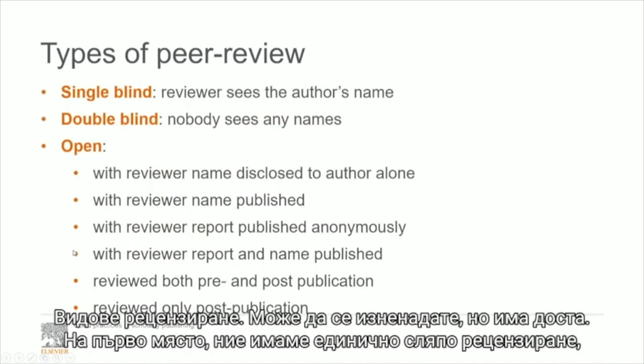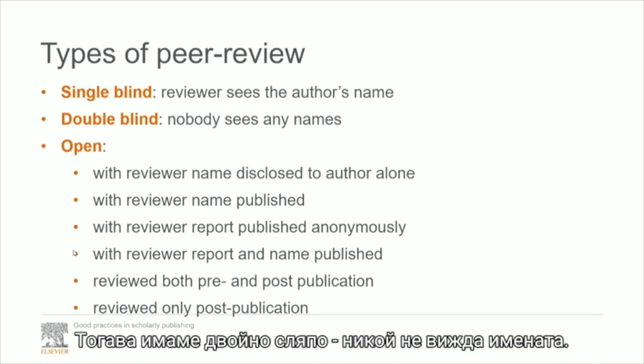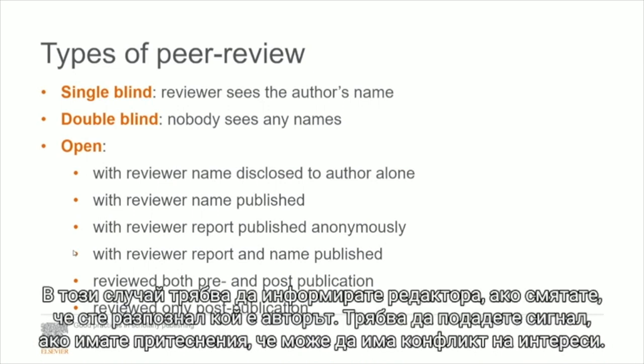Types of peer review. You may be surprised, but there are quite many. First of all, we have the single blind, which is very popular. In this situation, the reviewer sees the author's name and therefore is obliged to report any conflict of interest to the editor. Then we have double blind. Nobody sees any names. In this case, you should flag it to the editor if you think you recognized who the author was. You should flag if you have a concern that there might be a conflict of interest.